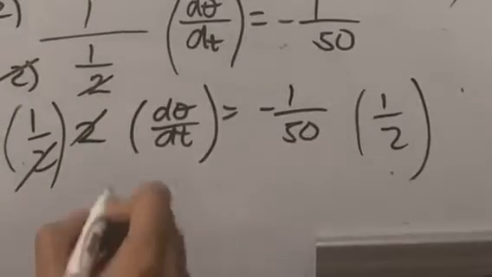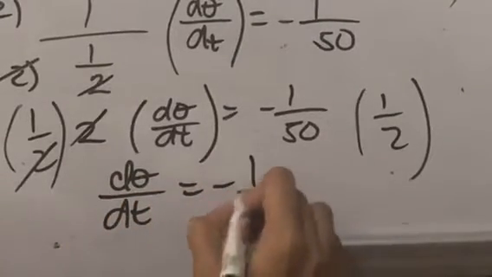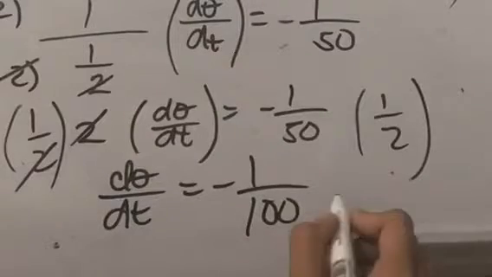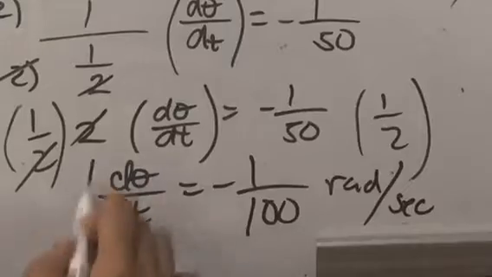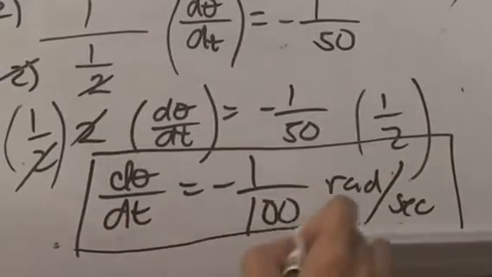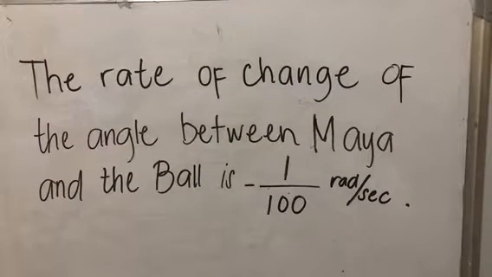Okay. So now we will arrive at the answer for d theta over dt, and that would be negative 1 over 100. And the unit would be radians per second. So this is the final answer. In summary, the rate of change of the angle between Maya and the ball is negative 1 over 100 radian per second.